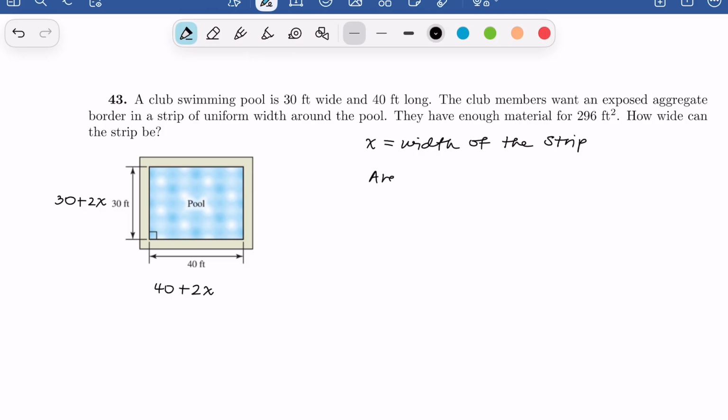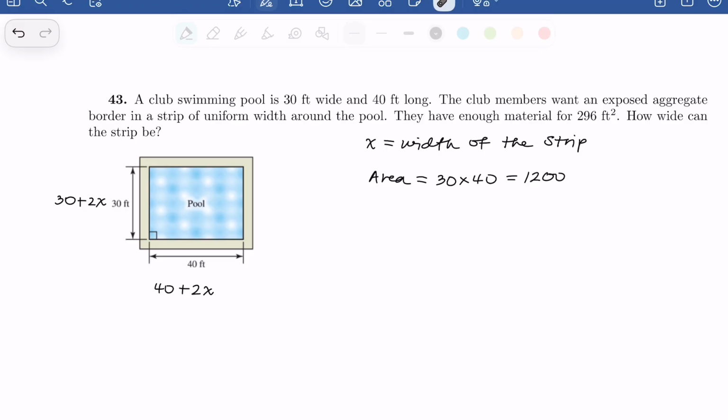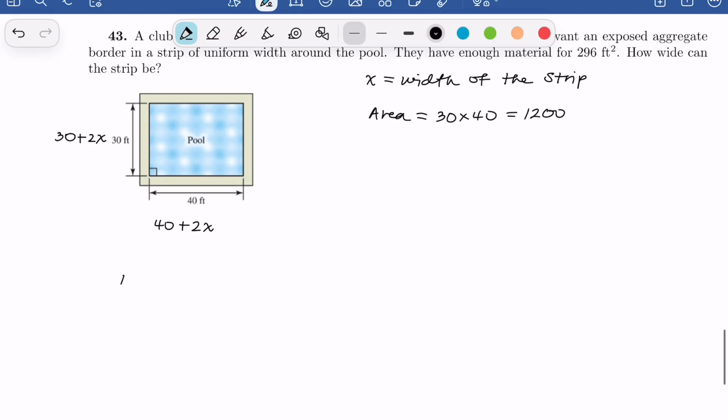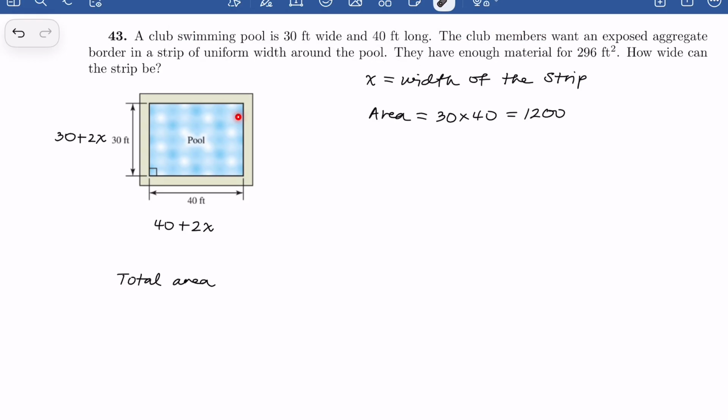So the area of just the pool is going to be the length times the width, which is going to be 1,200 square feet. Now, with this information, we can write an equation using the total area of the pool and the border. So let's go ahead and write this down in words here. So our total area, which is going to include this pool and this border, this strip here, is going to be the length times the width.